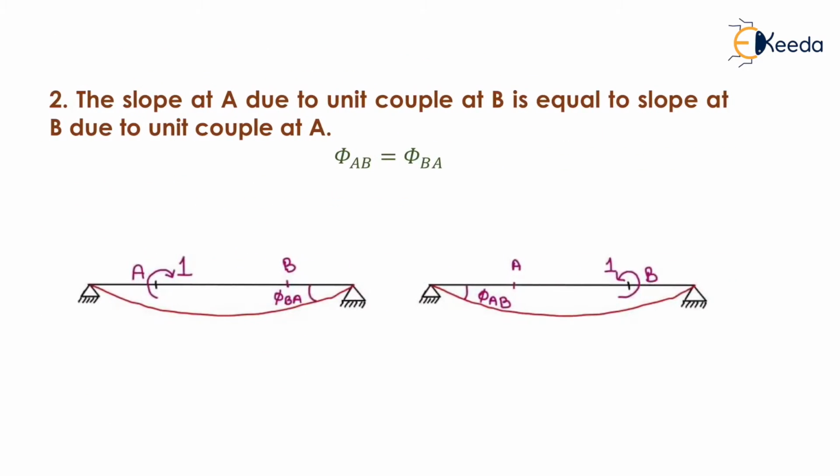Now the second version: the slope at A due to unit couple at B is equal to the slope at B due to unit couple at A. It means that if we apply a unit couple at A, then slope at B will take place, that is phi BA, which will be equal to the slope at A, that is phi AB, due to unit couple at B. So phi AB is equal to phi BA.